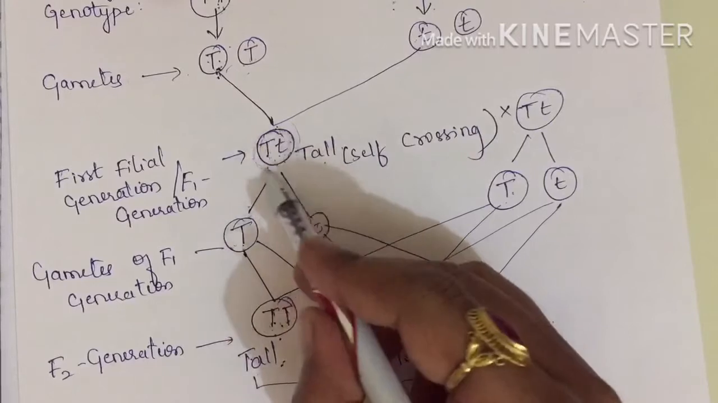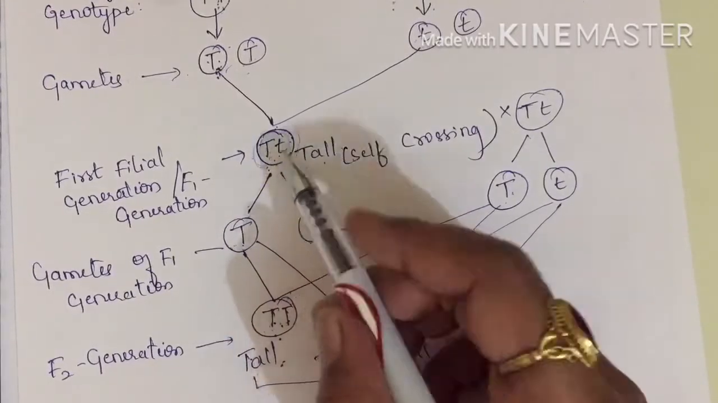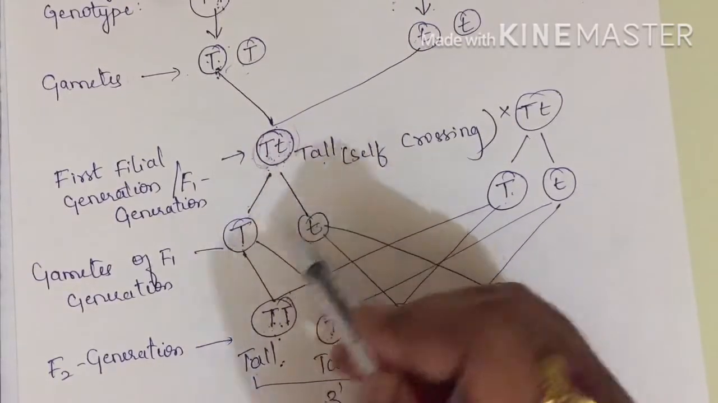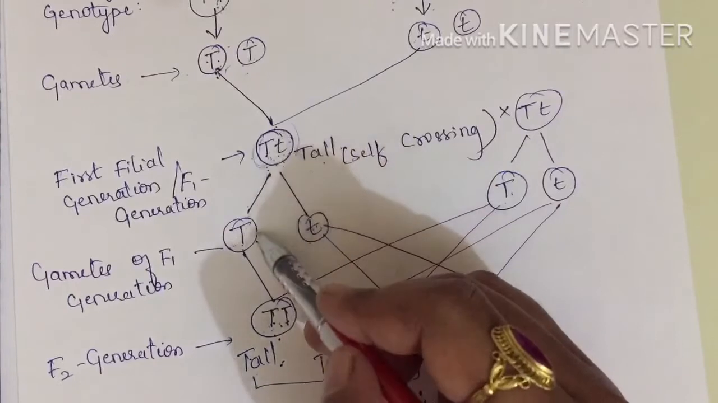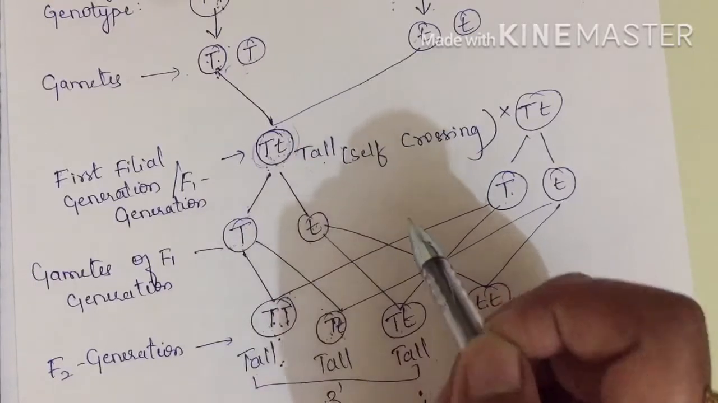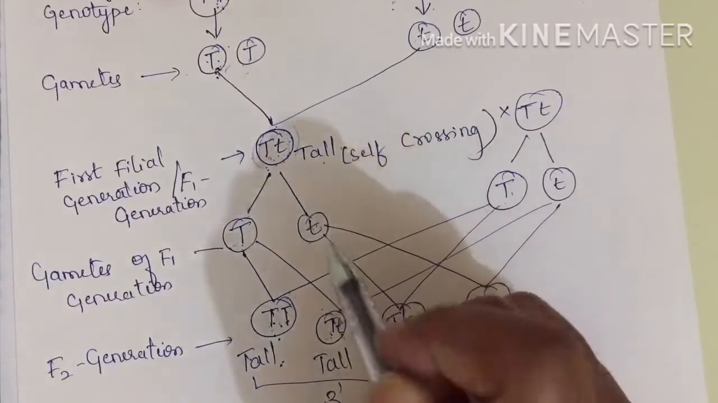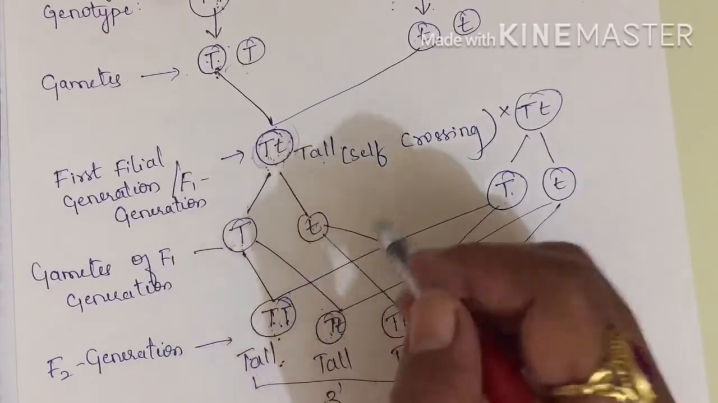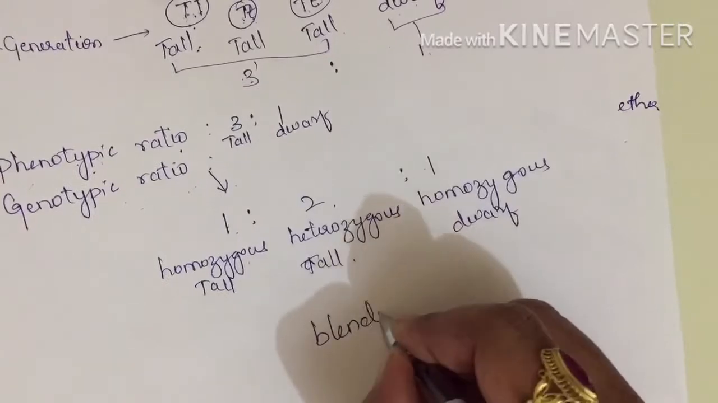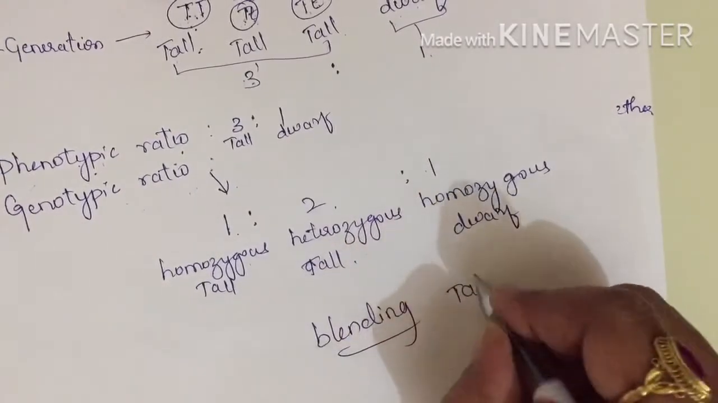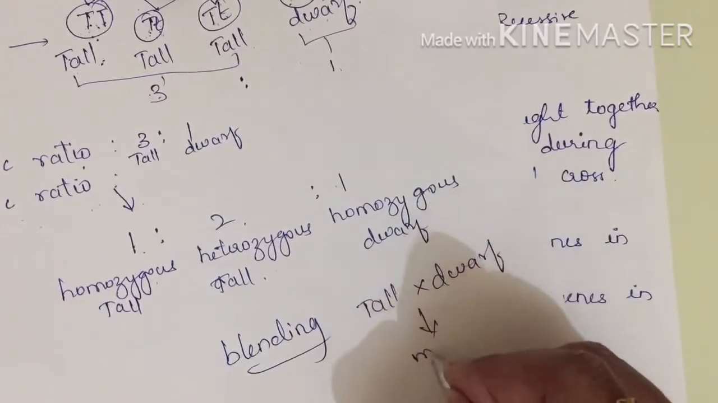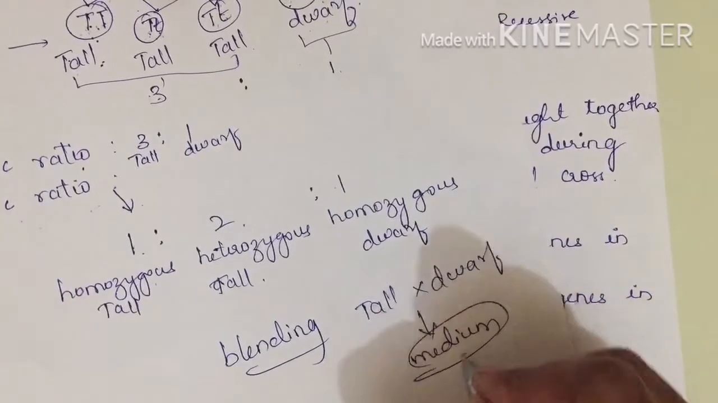It doesn't mean both are together in one parent and getting transferred together. Are they getting transferred together? No, both are getting transferred separately. If both were getting transferred together, we would have got medium sized plants. We would have found blending, but we don't find blending in this cross. Blending was not found in Mendel's work. What do you mean by blending? That is mixing. When we crossed tall with dwarf, if there was blending, we would have got a medium plant, but we didn't find a medium plant.